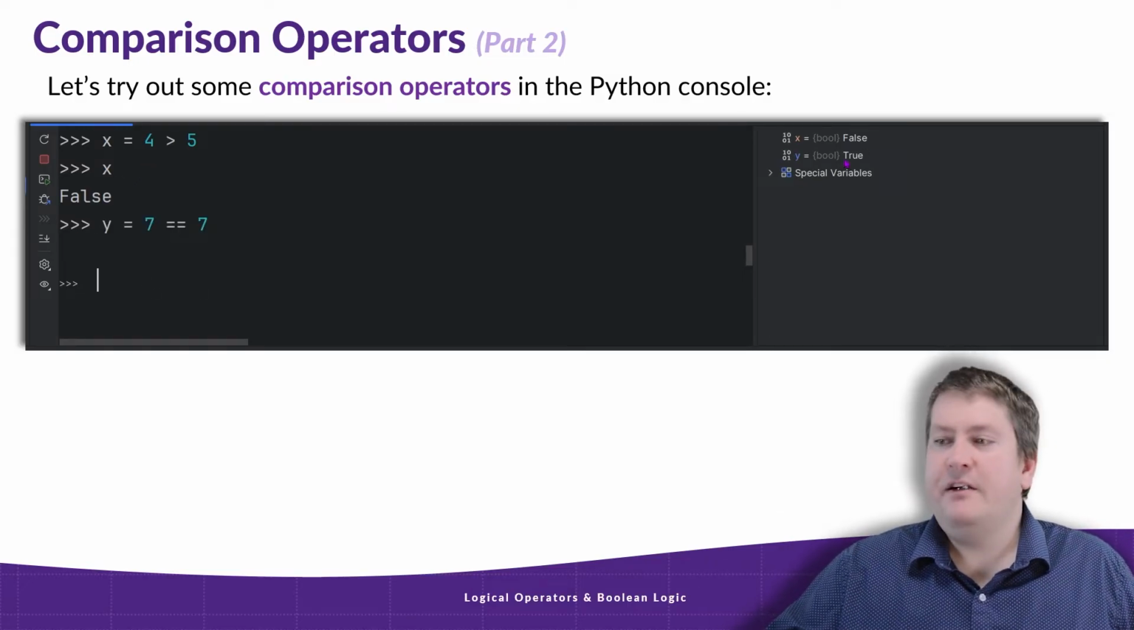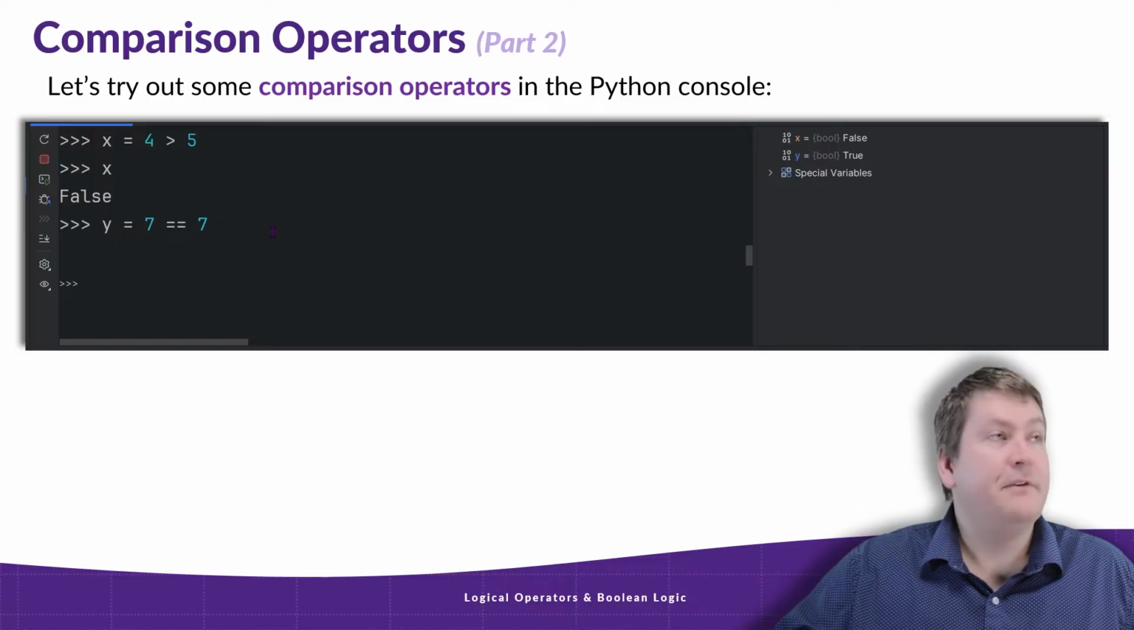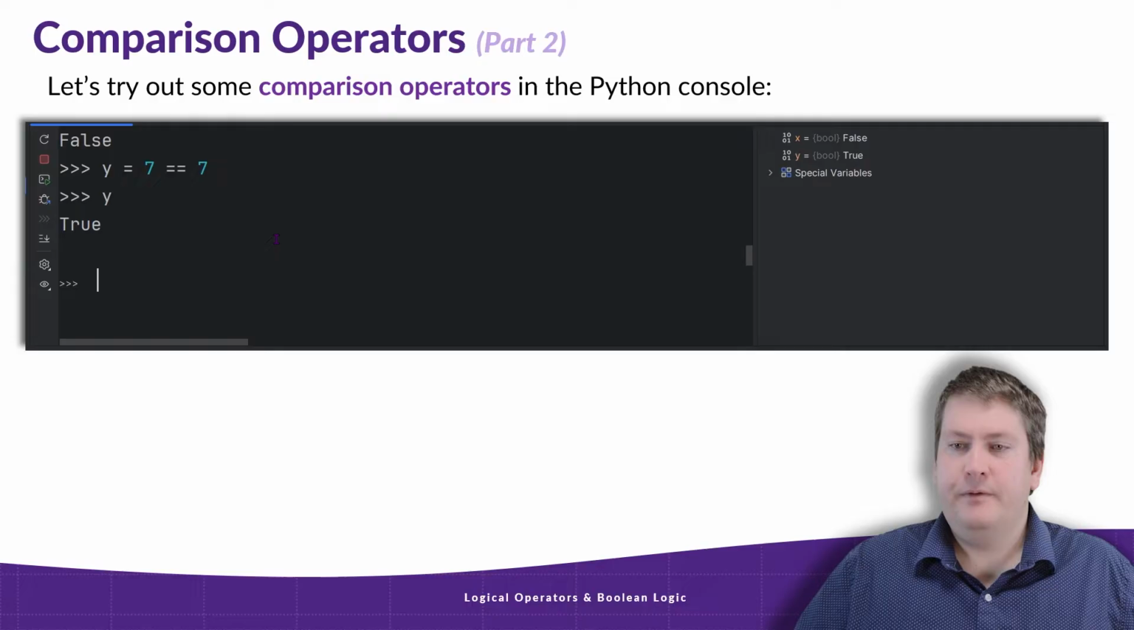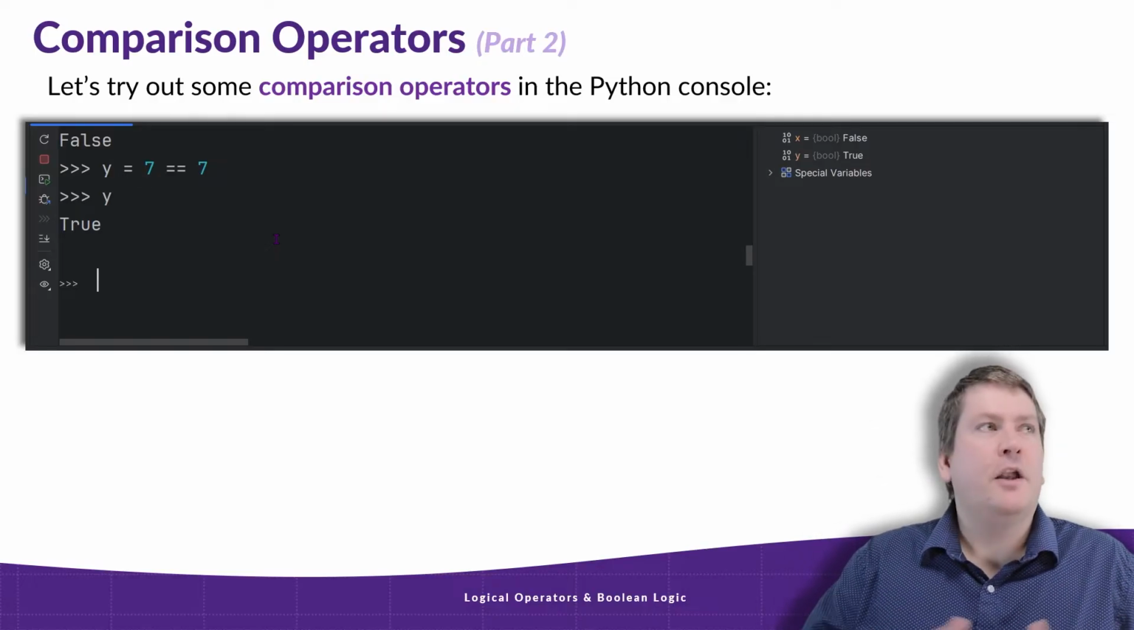So you can see what happened here is we have a new variable y. It's of type Boolean, and it has the value of true because 7 does equal 7. We could try printing that out as well. Okay, let's continue on with the slides.